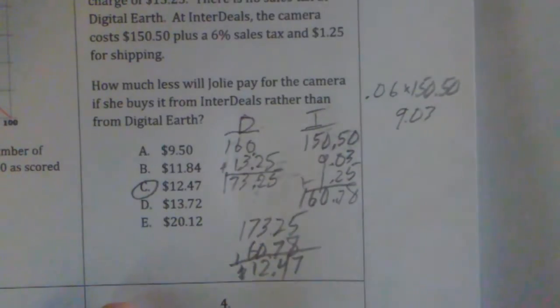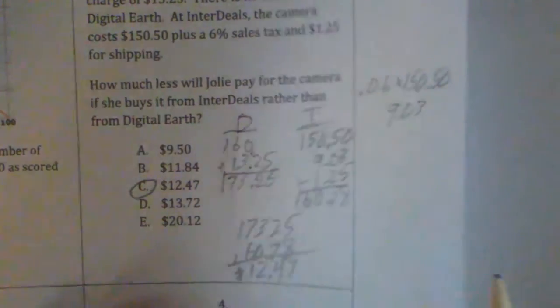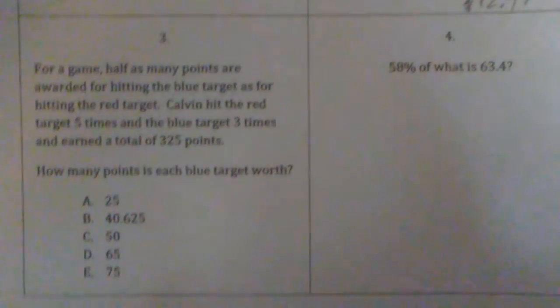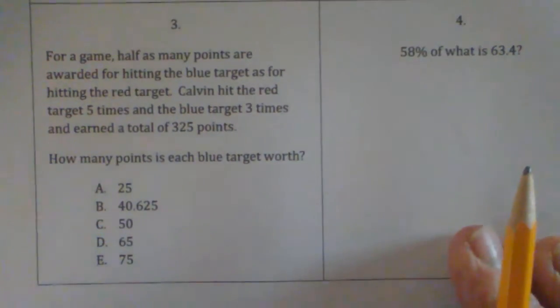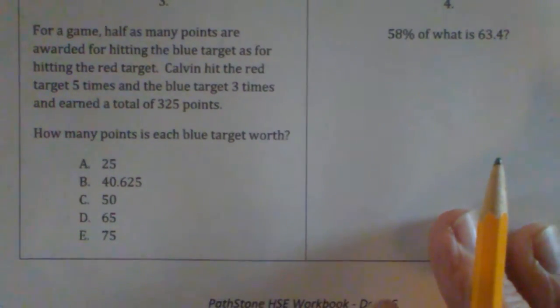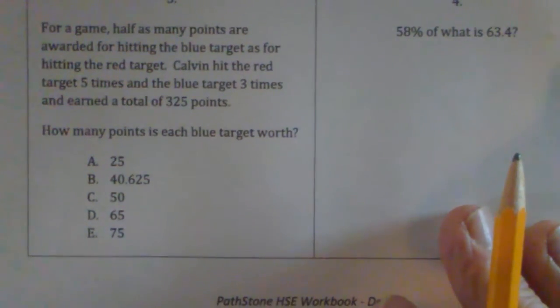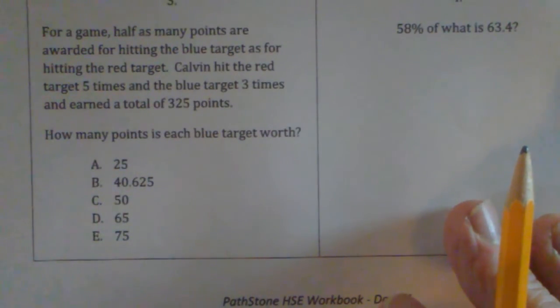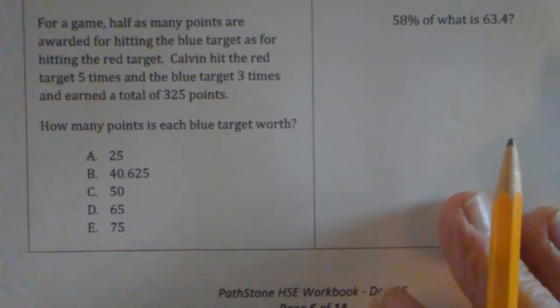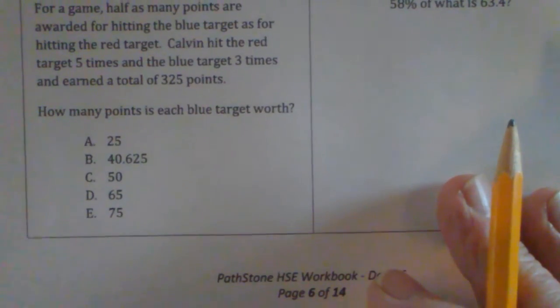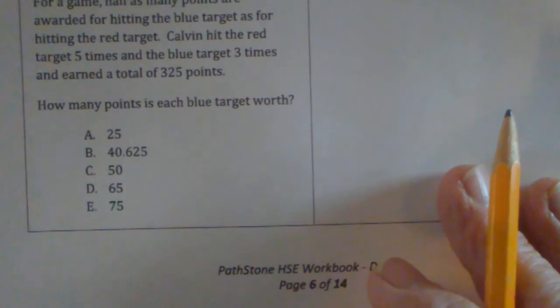Okay. Of course, if your answer isn't there, you have to check and see what you did wrong. Okay, for a game, half as many points are awarded for hitting the blue target as for hitting the red target. Calvin hit the red target 5 times and the blue target 3 times and earned a total of 325 points. How many points is each blue target worth?